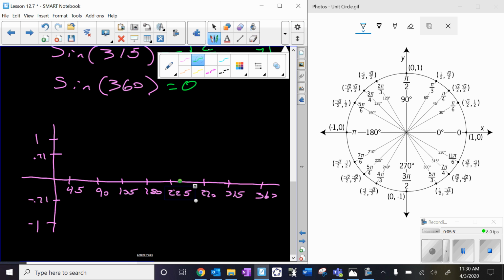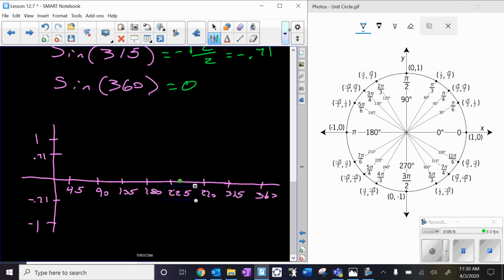Now we should be able to take our spots and graph them. At 0 degrees, we were at a height of 0. At 45 degrees, we were at 0.71. At 90, we were at a height of 1. At 135, we were back at 0.71. At 180, we were at 0. At 225, we're at -0.71. At 270, we were at -1. At 315, -0.71, and then at 360, we were back at 0.